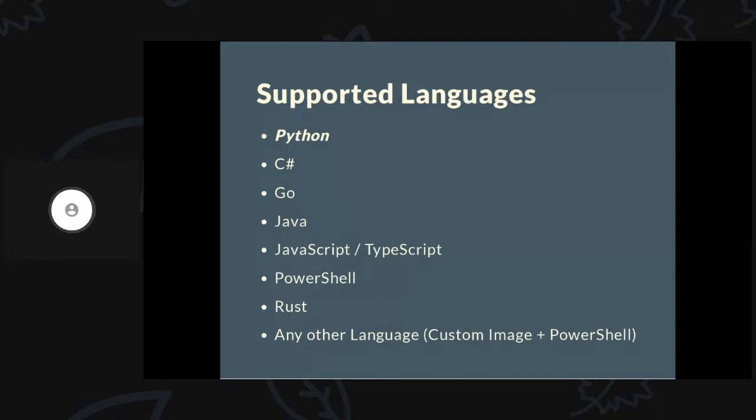For today's talk, we'll be talking about Python, but it also supports other languages. It supports C#, Go, Java, PowerShell, and Rust. And in the last point, as you can see, I've mentioned you can also use any other language using a custom image and PowerShell. As it turns out, I was under the impression that I would be able to make a custom Windows image, but the last point that I put in here was wrong.